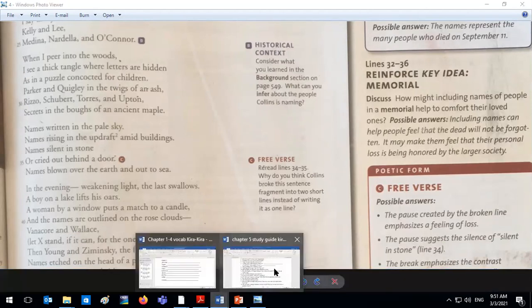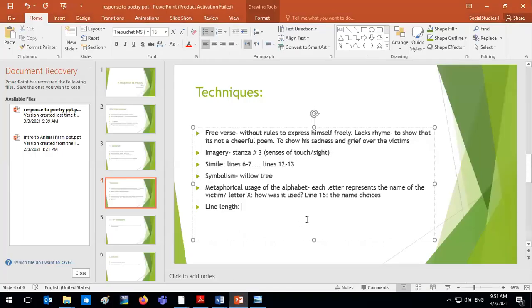So here, when we discuss line length, we're discussing stanza 6, of how shorter the lines are, and also the line break in lines 34 and 35. How and why did he choose to break up lines 34 and 35 and not make them into one line?